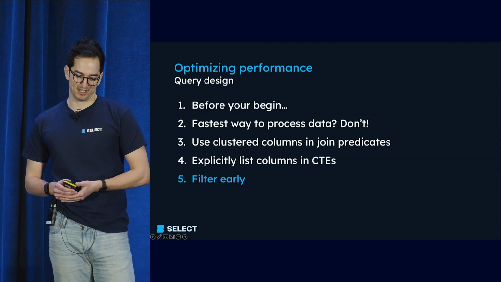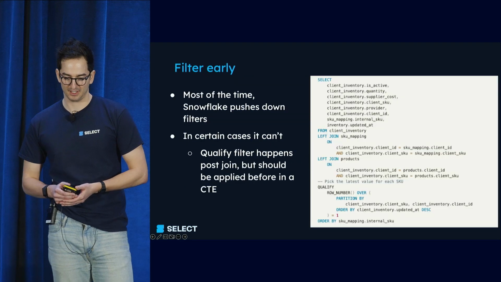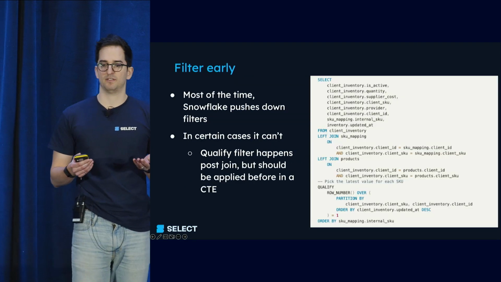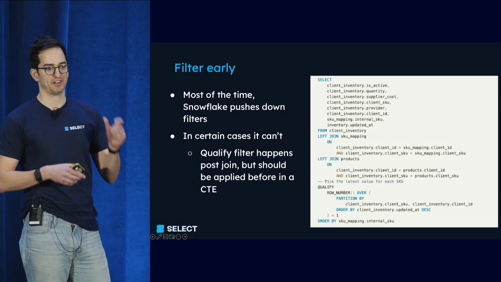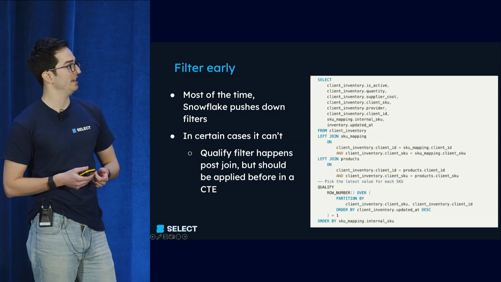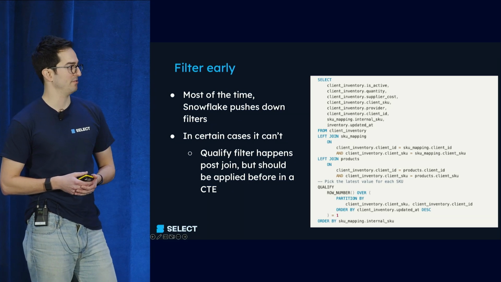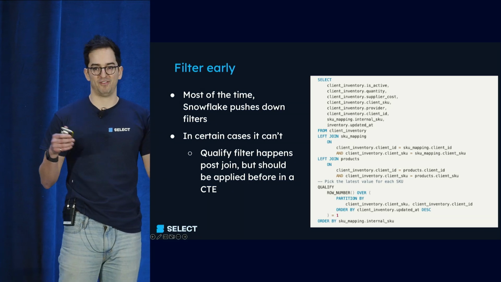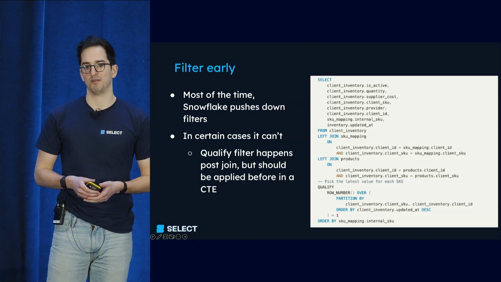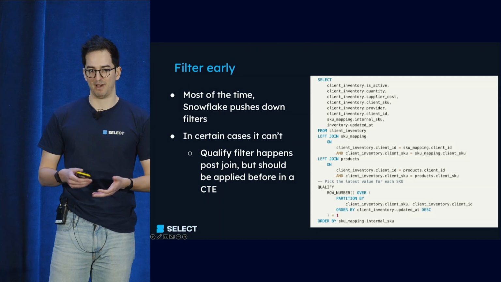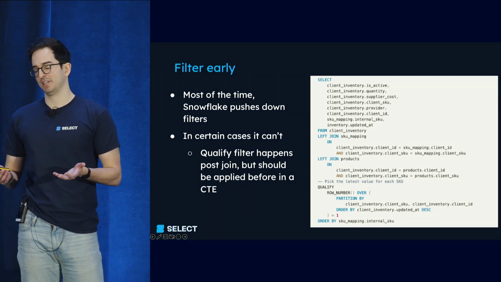And the last one I want to talk about is filtering early. So again, the Snowflake optimizer, most of the time, does a great job of figuring out the most efficient way to execute your query. And one of those things it does is with filter operations. So if you have a where statement at the end of your query, and that can be moved up as early as possible in the operation, Snowflake will do that automatically for you. But sometimes it can't do this.